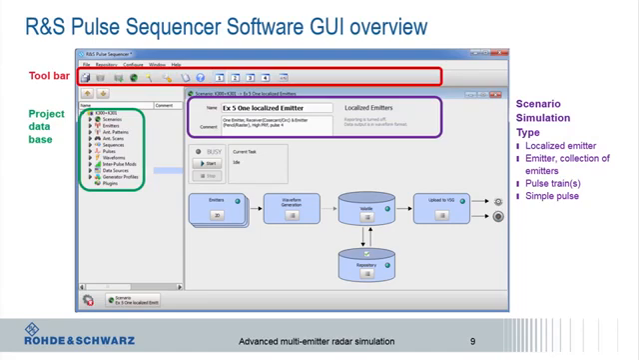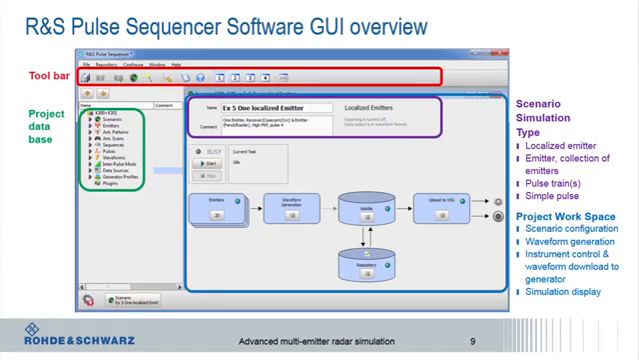The software allows you to choose the simulation type which you're using, if you only want to use simple pulses, pulse trains, emitters, or localized emitters. In addition, you have the workspace where you finally see your scenario configuration, you have access to the waveform generation dialog, you assign your instruments, and finally you also have your simulation display.